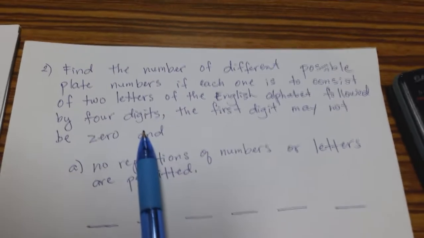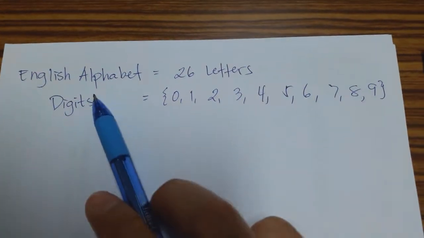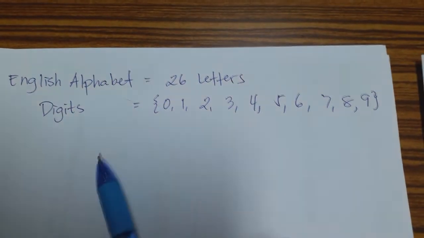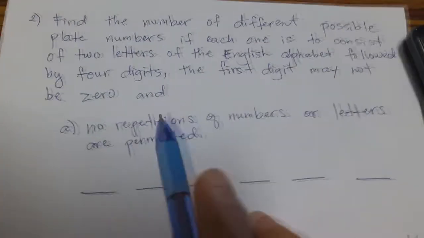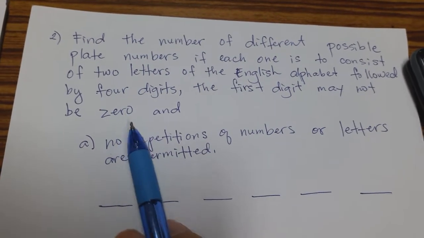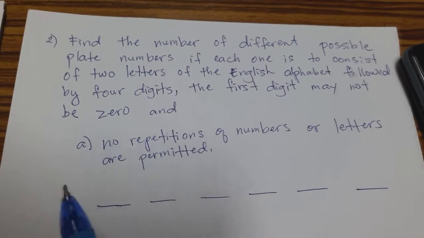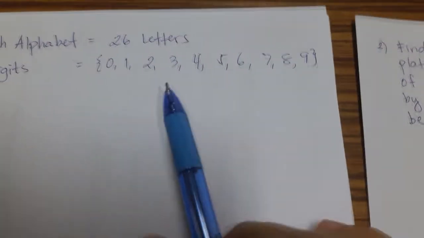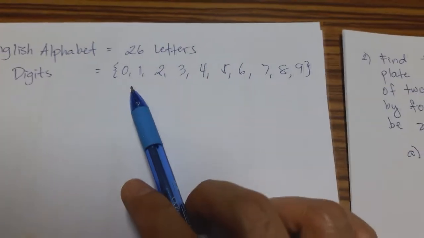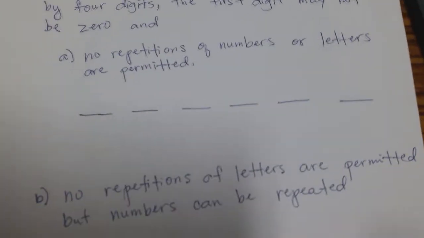Alright, so let's first analyze the word problem. It says that it consists of 2 letters of the English alphabet. So you can write first, the English alphabet has 26 letters. And for the digits, 4 digits, the first digit may not be 0. So it means we can use 0 for the second, third, or fourth digit. So our options here are 0, 1 to 9.